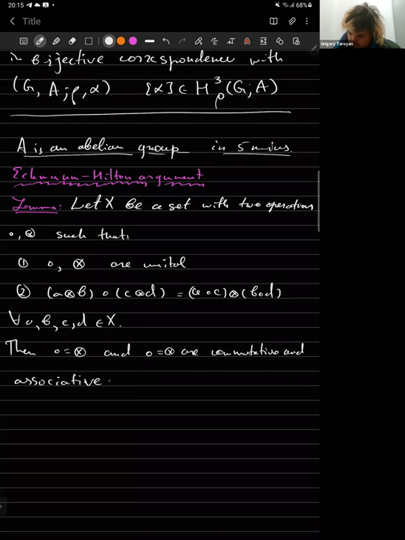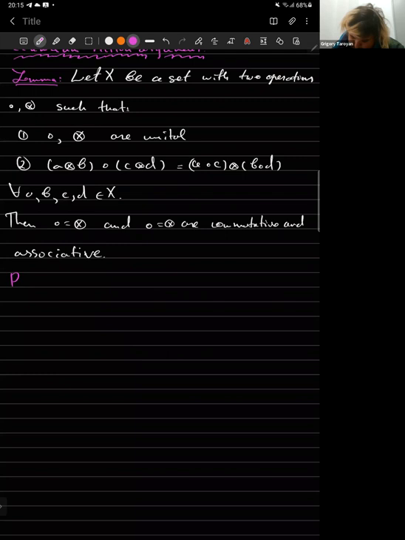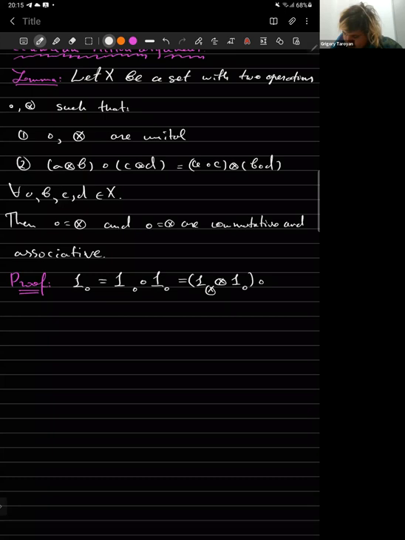Okay, so let's prove this statement. The whole proof is relatively straightforward. First, let us show that the units of those two operations coincide. By one star and one tensor product, I denote the units of the respective operations.